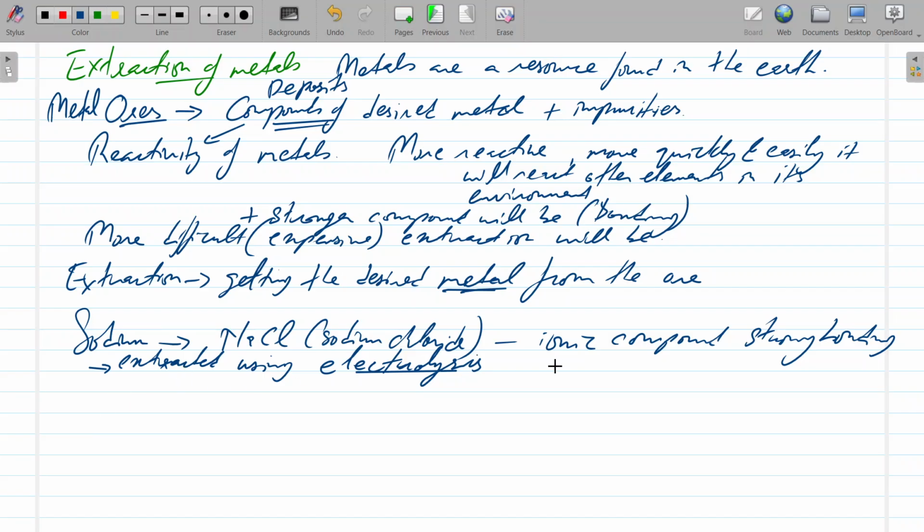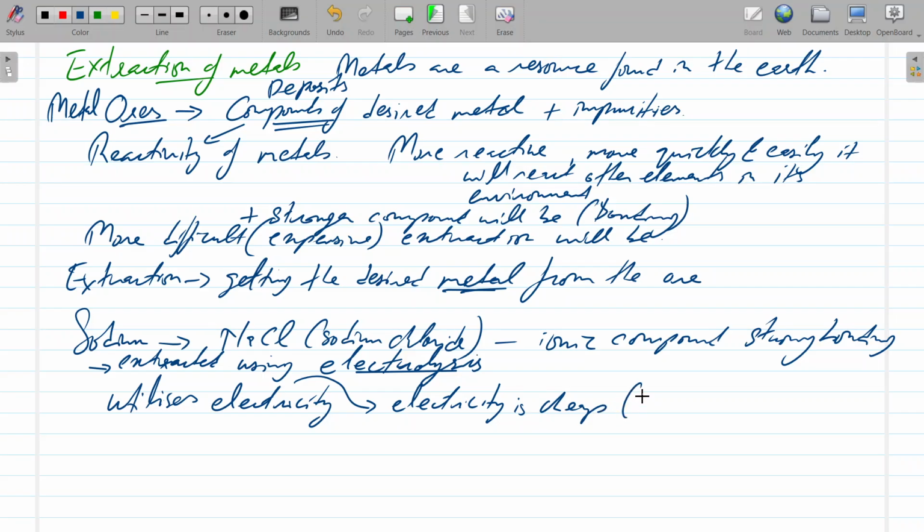And so this is an expensive and difficult process. One reason why it's expensive is because it utilizes electricity. And so the extraction process usually occurs where electricity is cheap. So maybe it is somewhere where you get hydroelectric power. Okay, and this is given in the book as well.